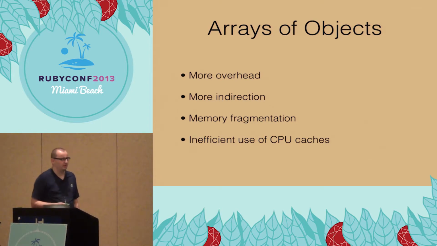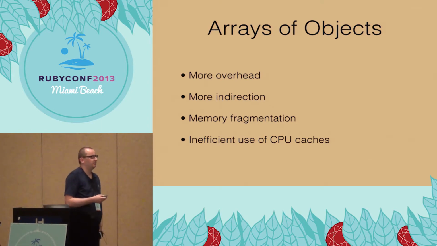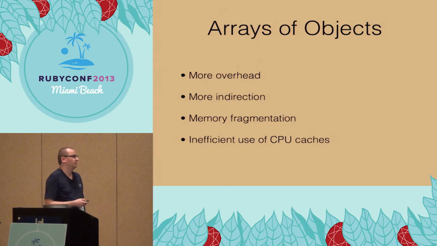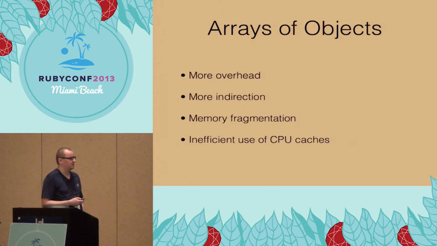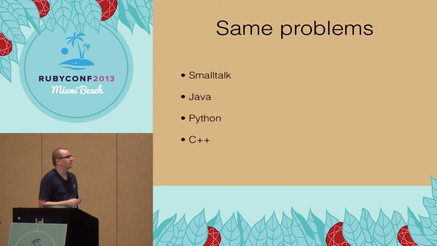Now if you have an array, it doesn't really matter if you have, let's say, 10,000 objects, but if you have 1 million or 1 billion objects, that overhead is really substantial. And it prevents you from actually solving problems. So when you work with arrays of objects, you have more overhead, more indirection, more memory fragmentation, and then all the CPU caches and all the optimization that you get from the CPUs are pretty much wasted.